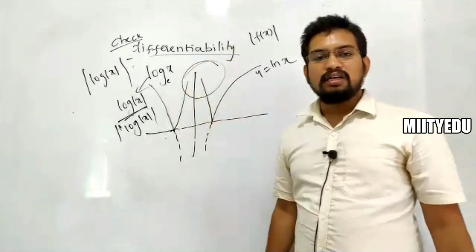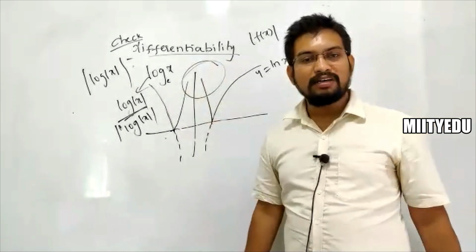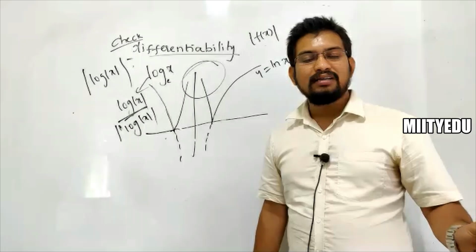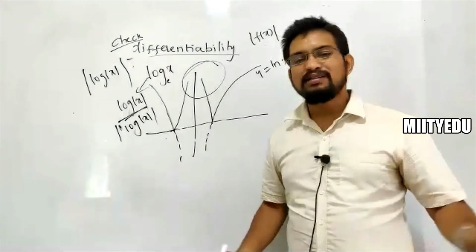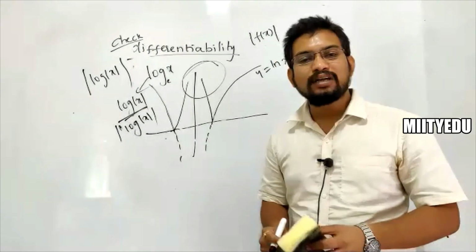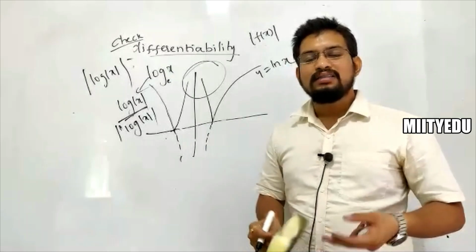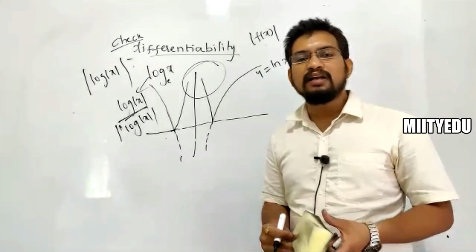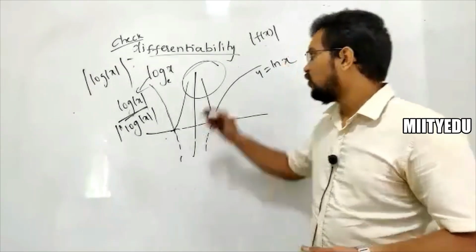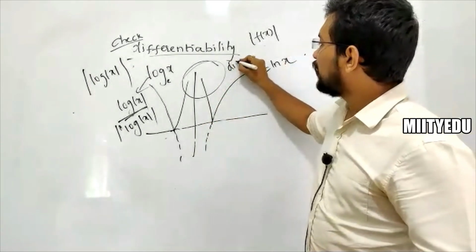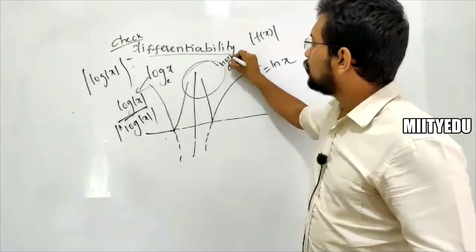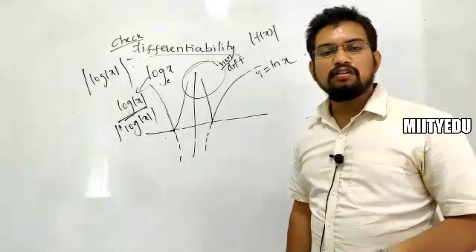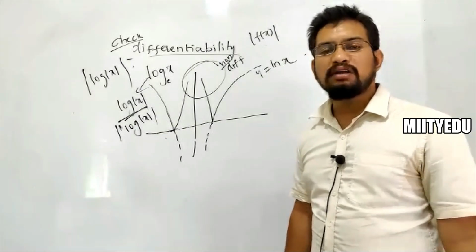There is no continuity. The first point we check: if there is no possibility of continuity, don't check for differentiability. If the function is not continuous at that point, there is no point in checking the differentiability of that function at that point. So straight away, it is non-differentiable, because it is discontinuous at that point.